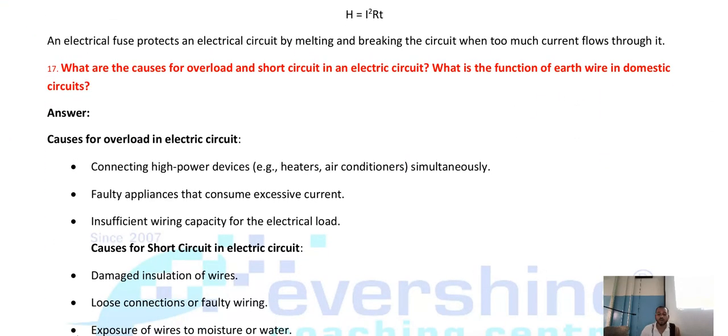What are the causes for overloading and short circuit in an electric circuit? Children, there is a difference between overloading and short circuit. Both are not the same, but still they are one and the same. Observe here. Overloading, short circuit. And write the function of earthing wire in domestic circuit.